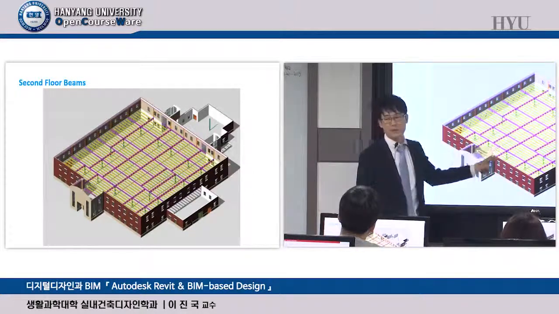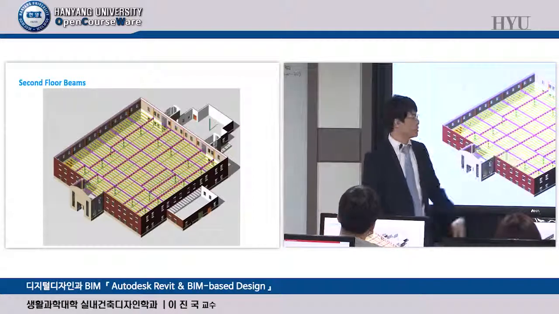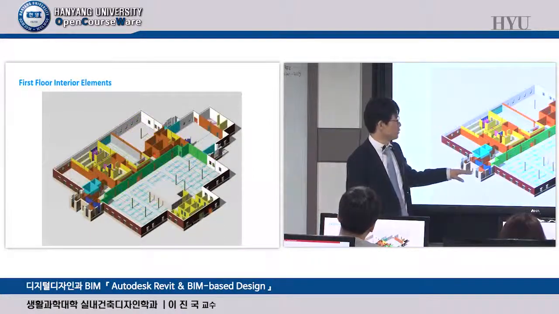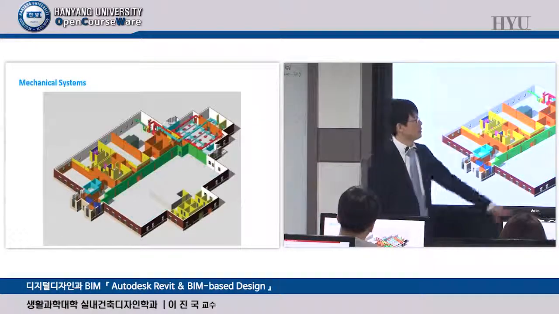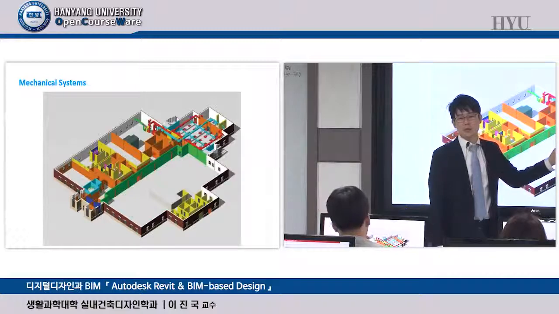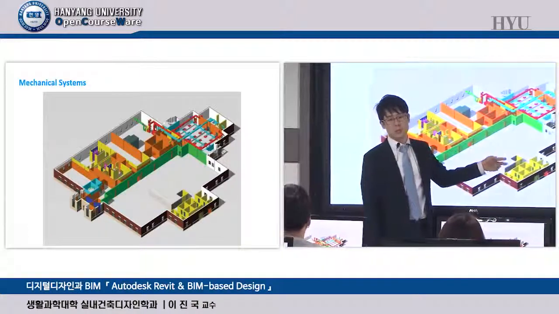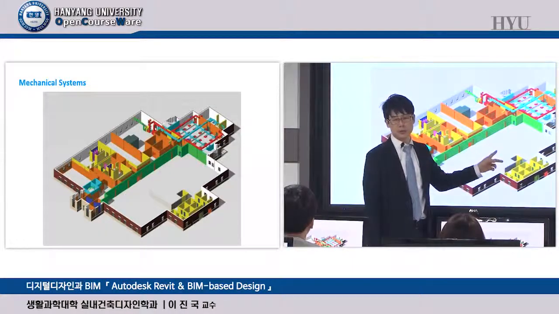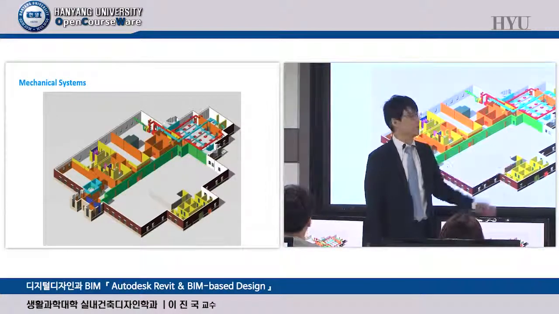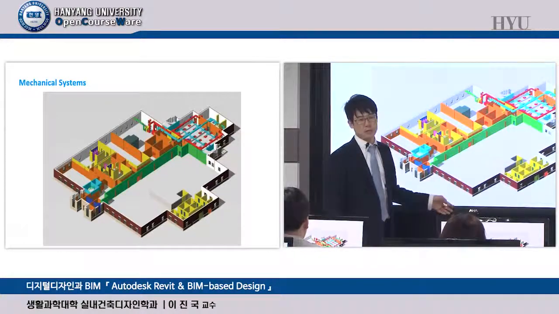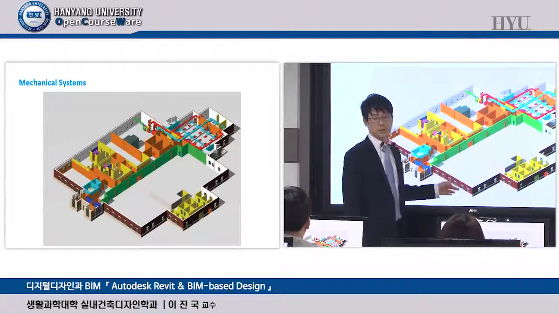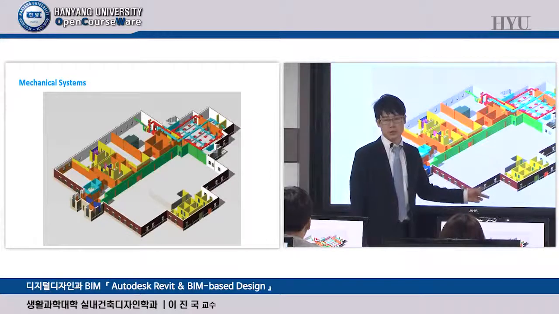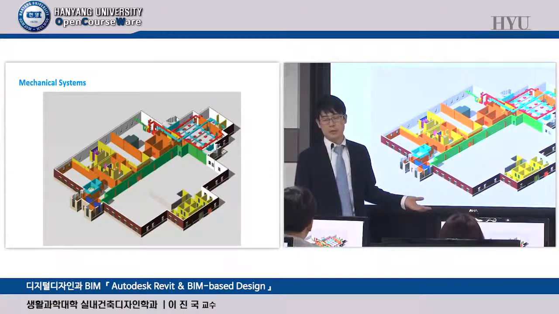Additional truss for the ceiling structure, and the first floor's interior walls and some interior columns, and take a look, the mechanical system, the so-called MEP system. MEP means mechanical, electrical, and plumbing, okay? And HVAC means heating, ventilation, and air conditioning. Without such systems, a building cannot run, okay?